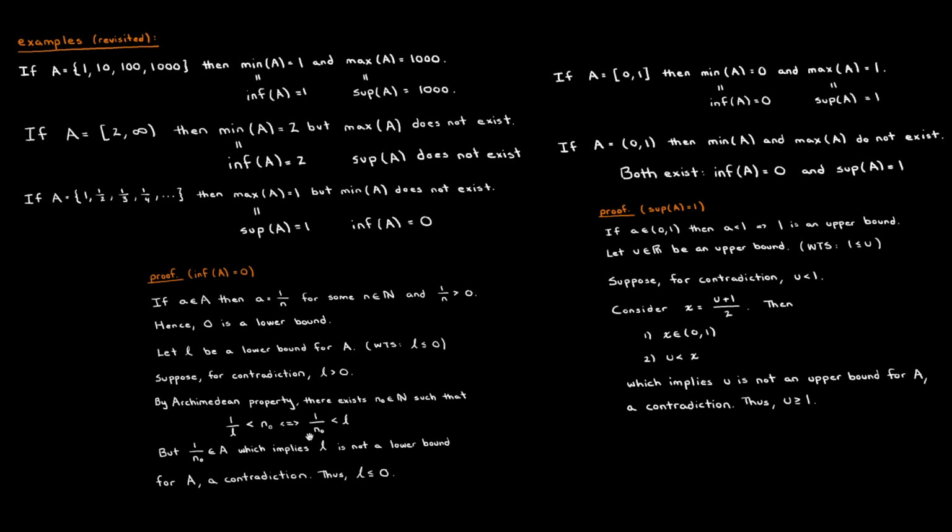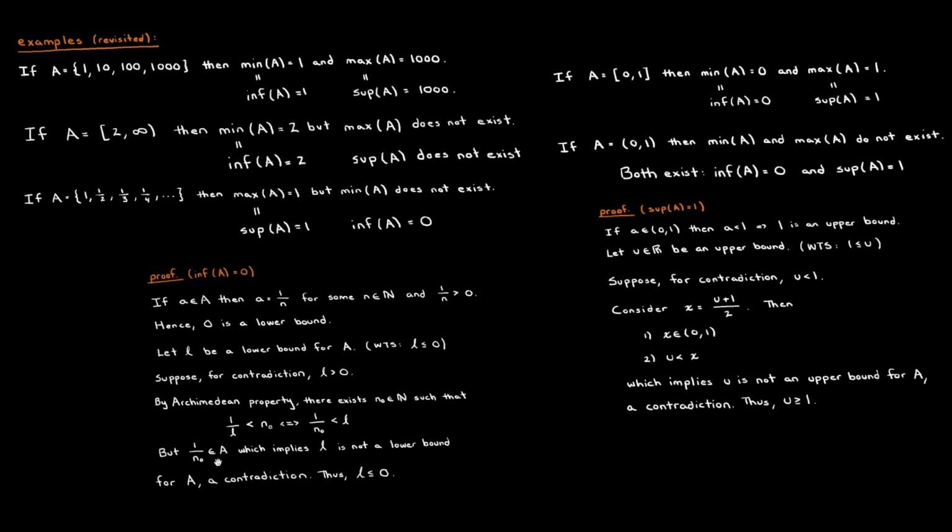And now just rearranging this inequality to solve for L here, what we see is that 1 over n naught is an element of A here, because all the members of A are of the form 1 over n for some natural number, and this is 1 over n naught, where n naught is a natural number. So most definitely this belongs in A.